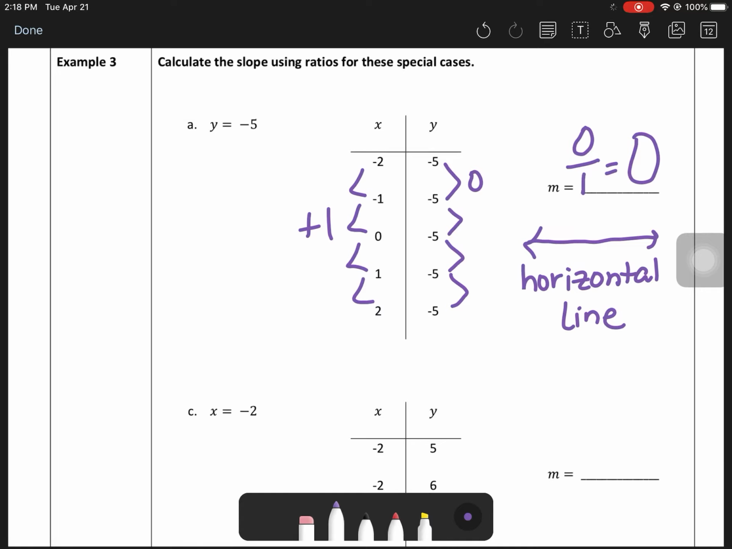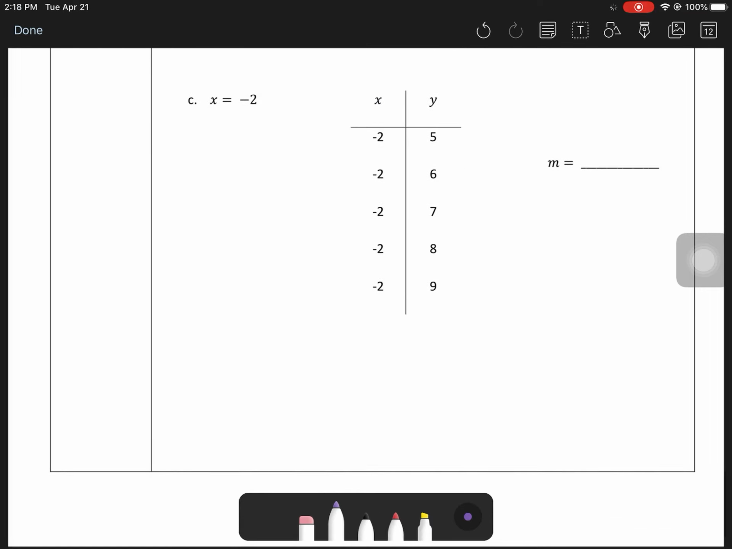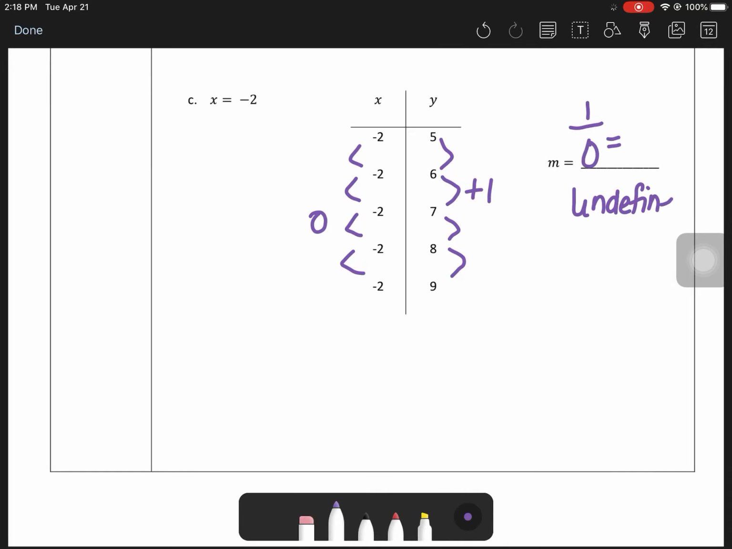In our next example, x equals 2, notice that the x values don't change at all, but the y values are going up by 1. So rise over run would be 1 over 0, and you can't take any number divided by 0, so that's going to be undefined. And an undefined slope is a vertical line, goes straight up and down.